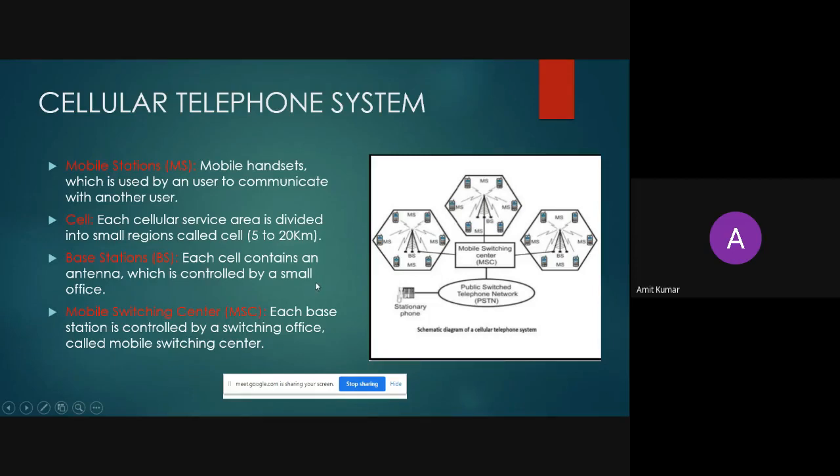So first one is mobile station. The mobile station is your mobile phone, so mobile handset or any other pagers, and all those things are known as mobile station. Second one is cell. So cell is, you can say, a coverage area. If we want to simplify the term, a cell is a coverage area.